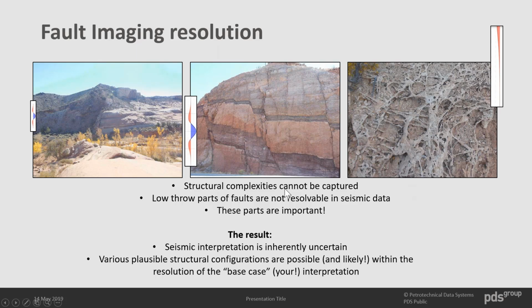And we know that these structural complexities cannot be captured. We know that the low throw parts of the faults are not resolvable in the seismic data, but we know that they're important. So the result of that, obviously, is that our seismic interpretation is inherently uncertain, and that we have variable possible structural configurations that will be possible within the resolution of what we call our base case interpretation. So just looking at these images, how many different variations of these structures could you expect to have within this seismic wavelet? And that's what we're trying to capture.